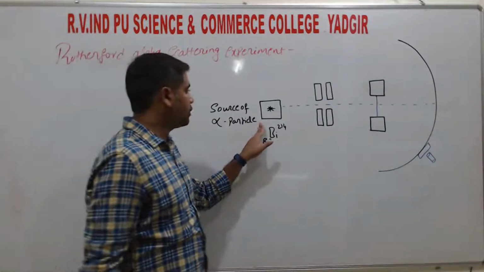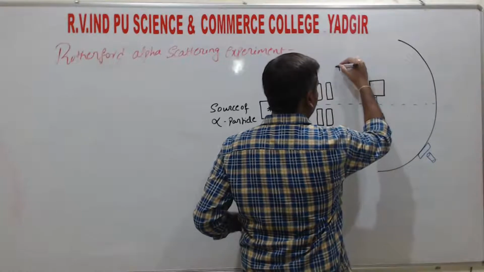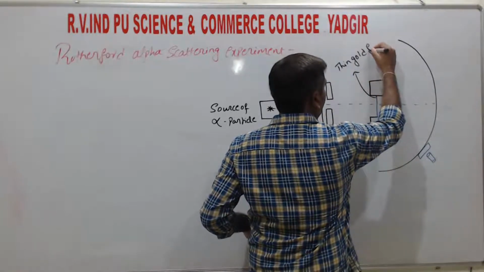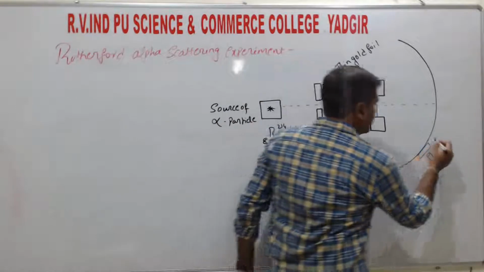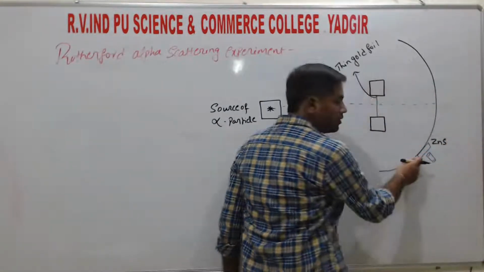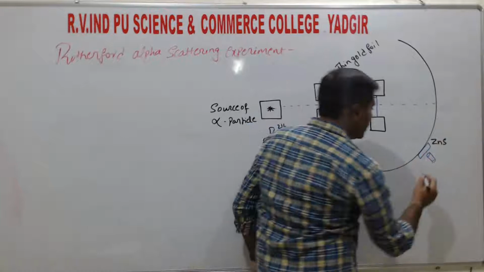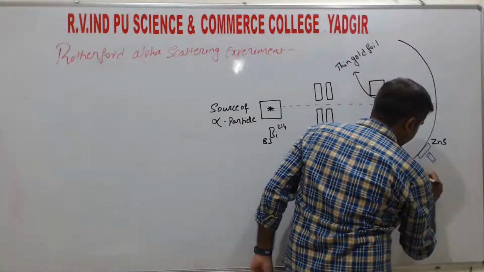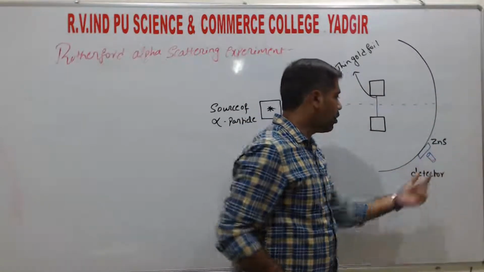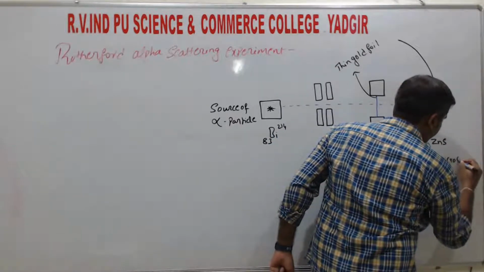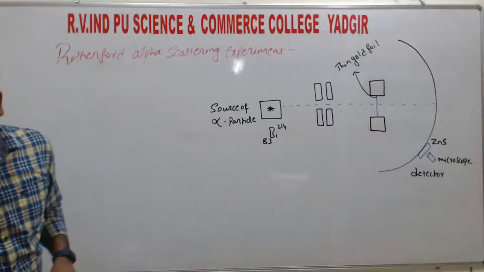Here this one is the source of the alpha particles, and this blue strip is the thin gold foil. This is the zinc sulfide (ZnS) plate, and this is the microscope. This whole arrangement we call the detector, consisting of the zinc sulfide plate along with the microscope. So this is the experimental setup.